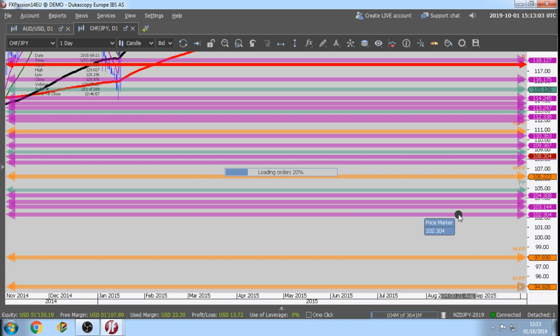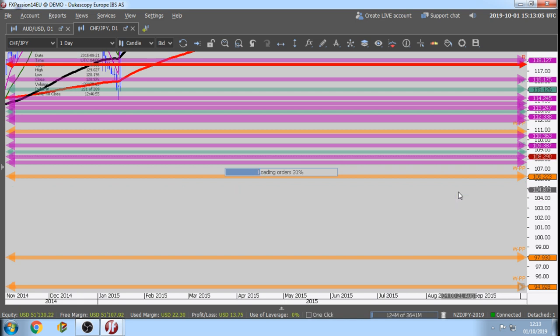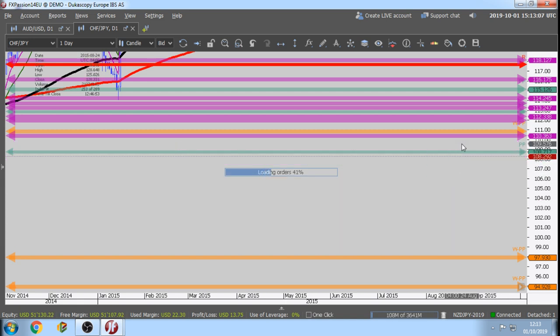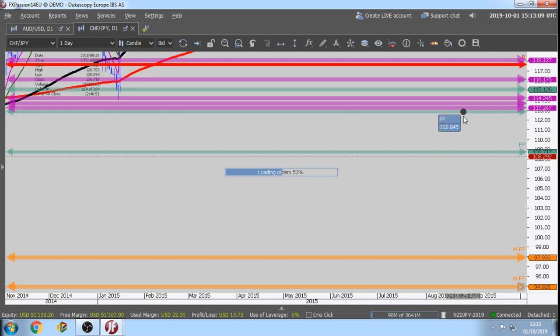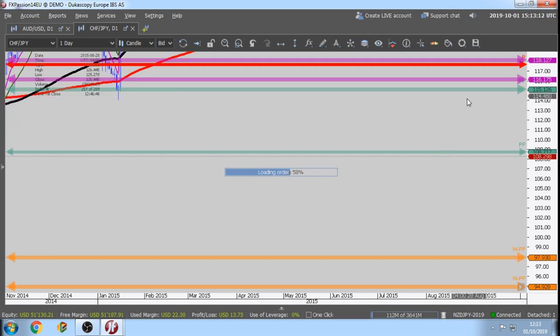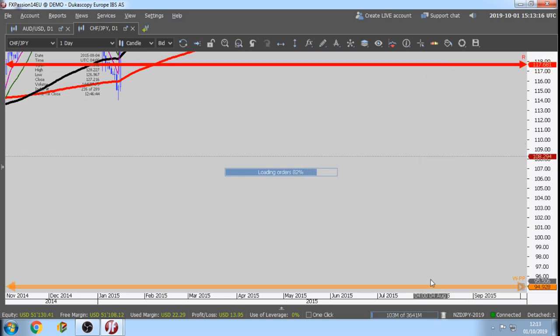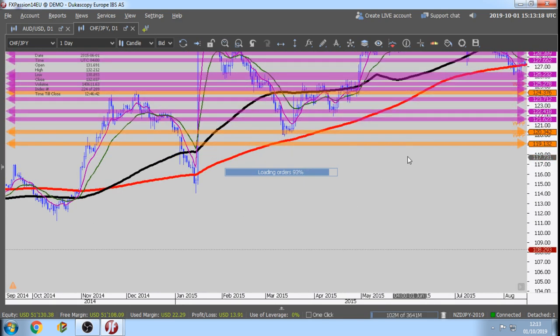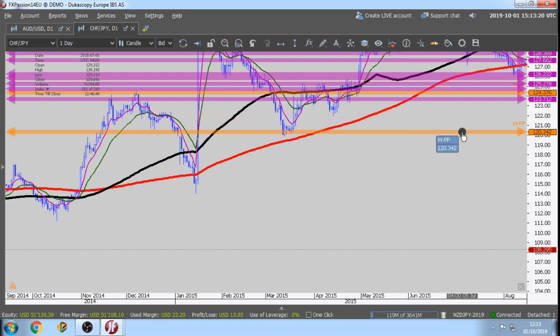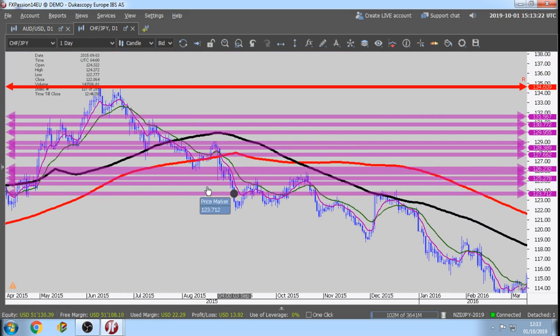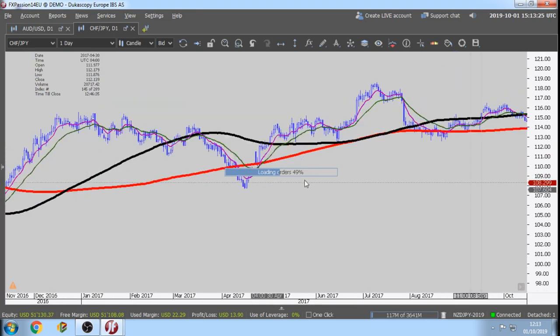Don't do this, everybody, this is from a student. Don't put all the highs and the lows on the chart. This is wrong, don't do this. Let's clean up. Where are we?